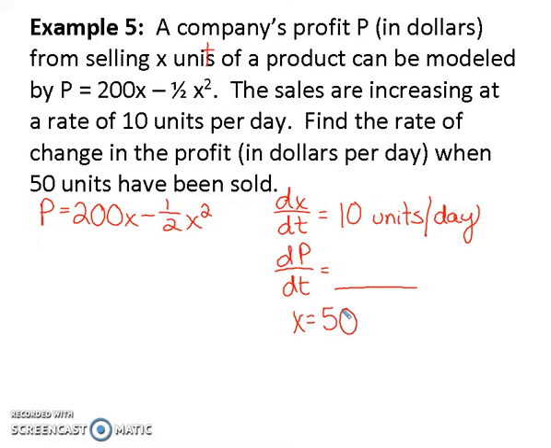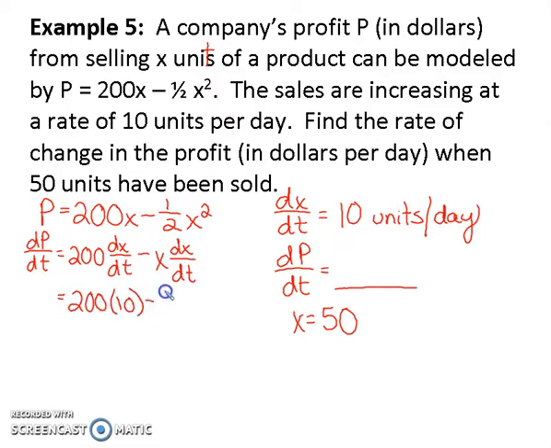Okay, so back over here in the equation that they gave me, I'm just going to go straight through and take the derivative. dP/dt equals the derivative of 200x would be 200 dx/dt, and the derivative of 1/2 x squared would be x dx/dt, and then we substitute. So 200 times 10 minus 50 times 10, that becomes 2,000 minus 500, so we get 1,500. And the unit, since we're talking about profit, is in dollars, and time is being measured in days. So $1,500 a day.